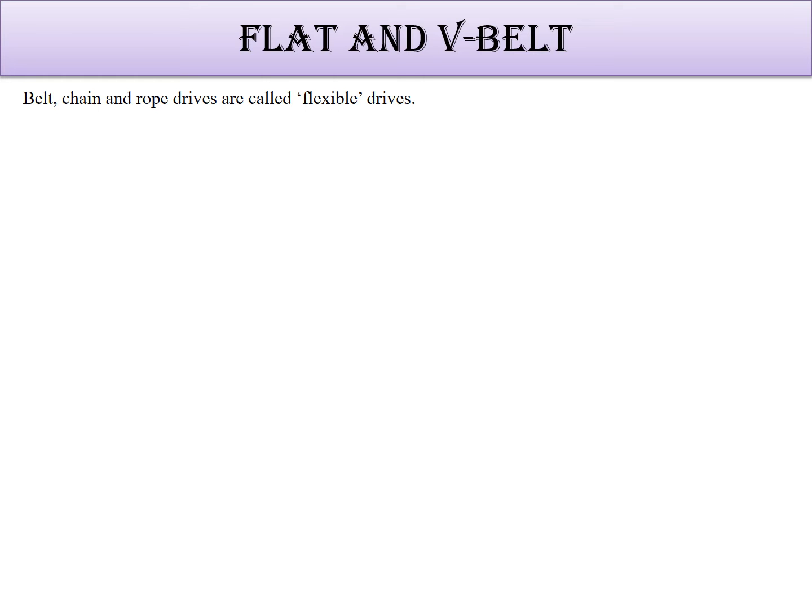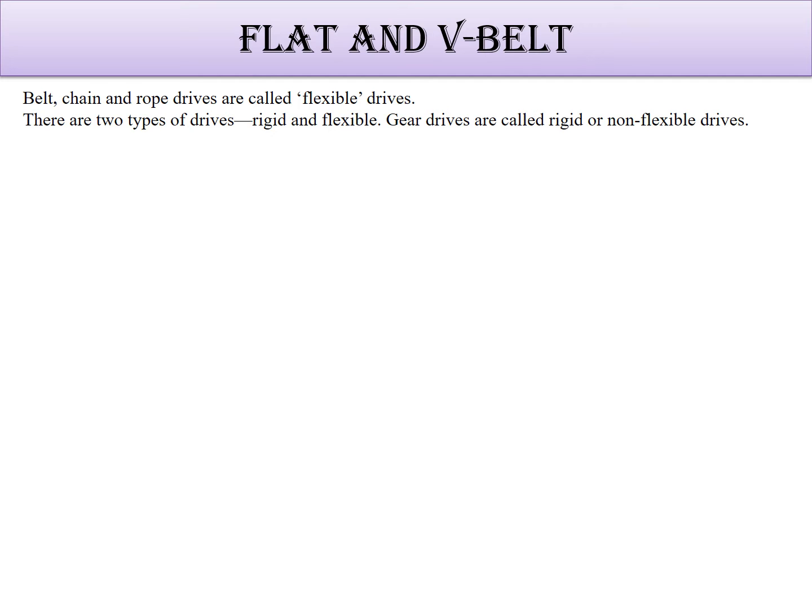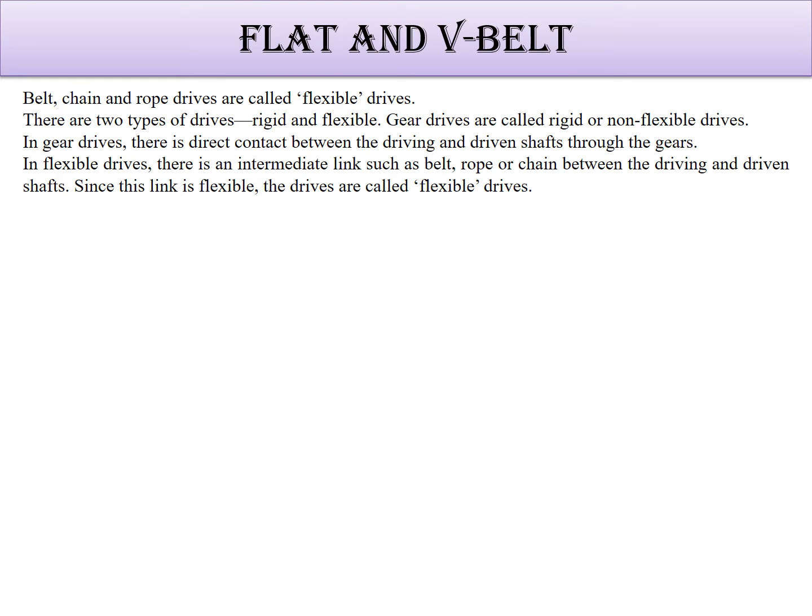Now belt, chain and rope drives are known as the flexible drives. The rigid drives are mostly the gear drives. In gear drives, there is direct contact between the driving and the driven shaft through the gears, and in belt drive, it is with the help of a belt, rope, or chain. So, this is the medium by which the power is being transmitted.